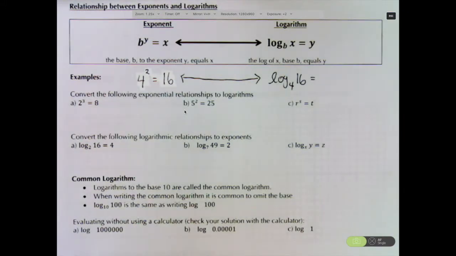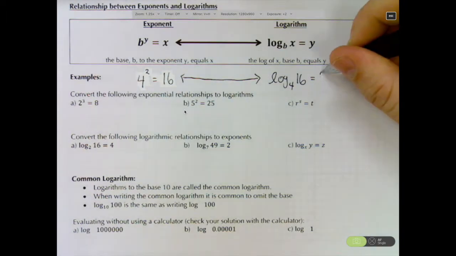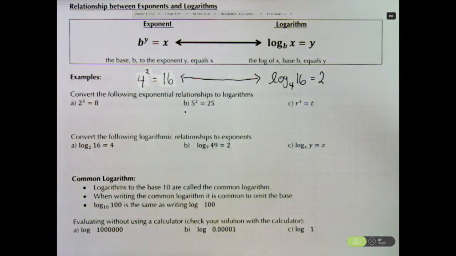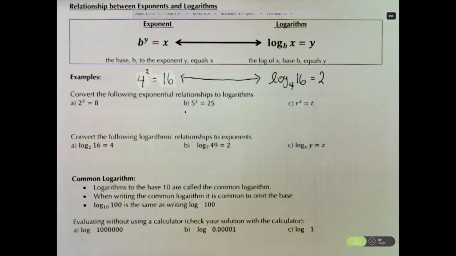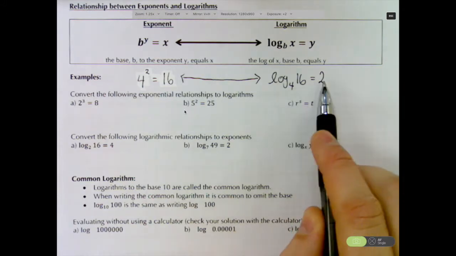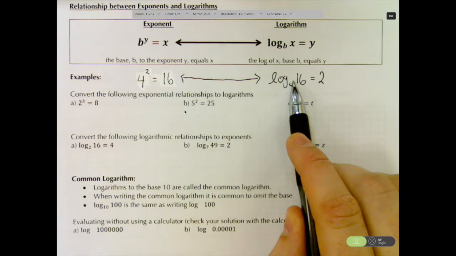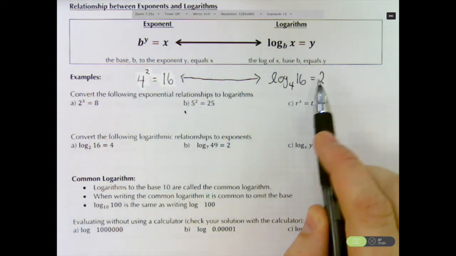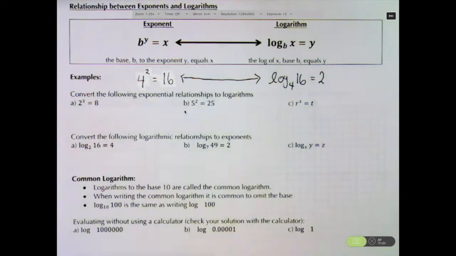The output of our logarithm is actually the exponent from our power, 2. So in our exponential relationship, we have 4 to the exponent 2 equals 16. The way a logarithm works is it says the log of 16 base 4 is 2. What this really means is, what exponent is 4 raised to give us 16? And the answer is 2. So using this relationship, we can convert between logs and exponents.